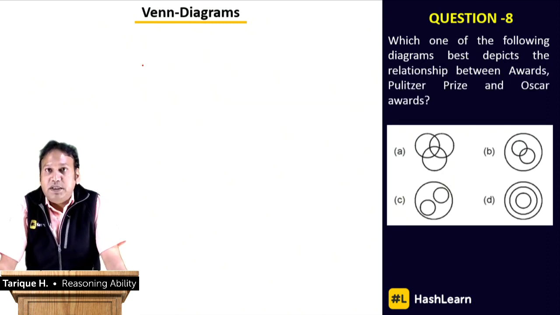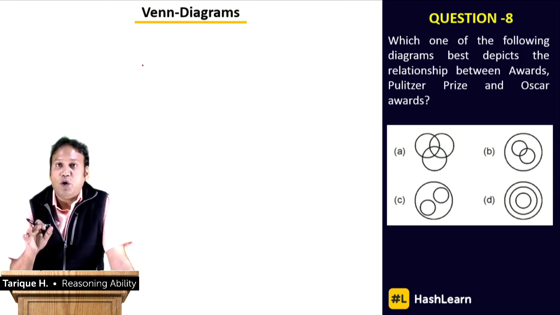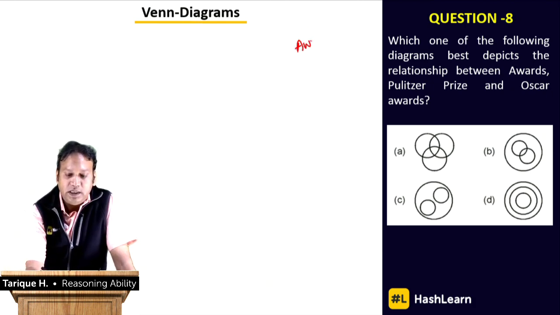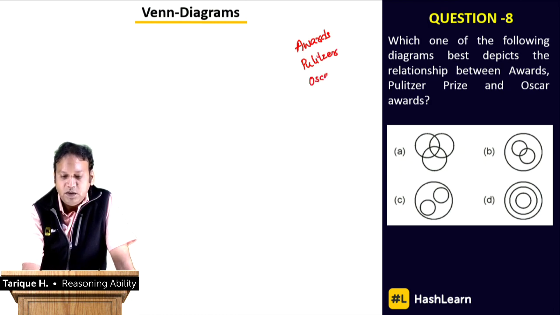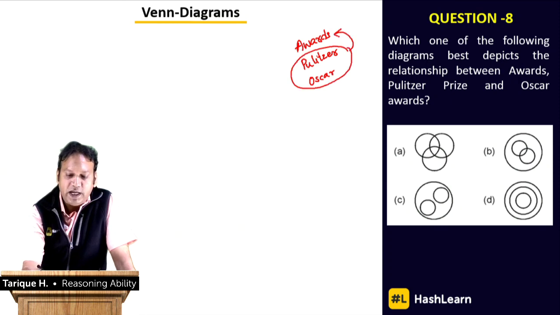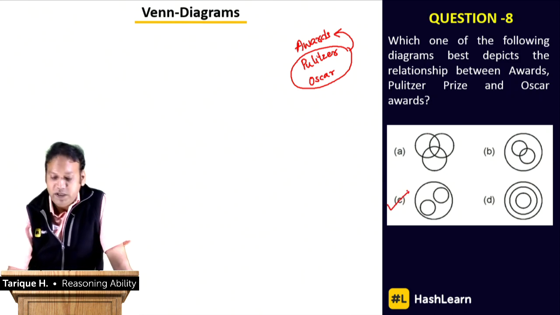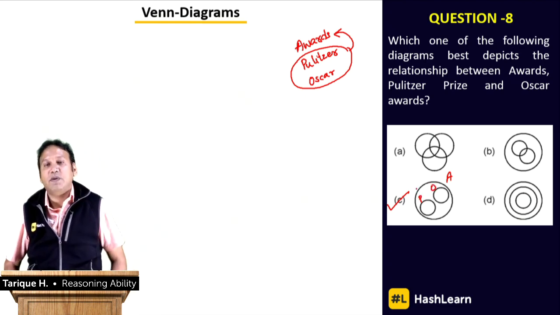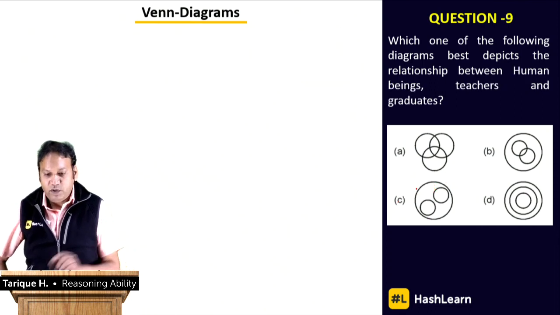So let's look at question number 8 on the screen here for you. Which now you can try and post the answer in the comment section. Which one of the following diagrams best depicts the relationship between awards, Pulitzer Prize, and Oscar Awards? The 3 categories are awards, that is category 1. Then we have Pulitzer Prize, and then we have Oscar Awards. So Pulitzer Prize and Oscar Awards both belong to the category of awards, so the correct answer is C. Awards being the bigger category, inside which we have two categories. One is the Pulitzer Prize and one is the Oscar, which is very similar to the previous question of animals, elephants, and wolves. Okay. Now let's move to question number 9.